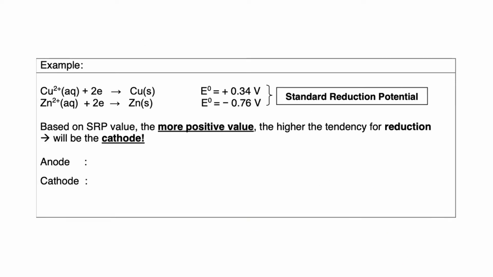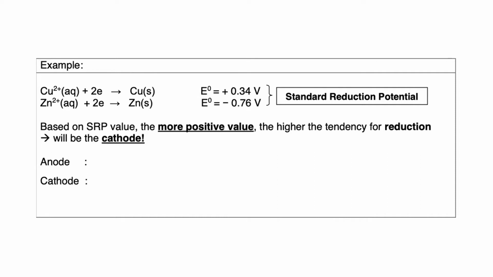Now let's take a look at this example. We have copper here with the SRP value positive 0.34 volt, and also zinc with the SRP value negative 0.76. Based on the SRP value, we know that the more positive value will have the tendency to undergo reduction, and therefore they will be the cathode. In this case, the more positive value is copper. Therefore, copper will become the cathode.